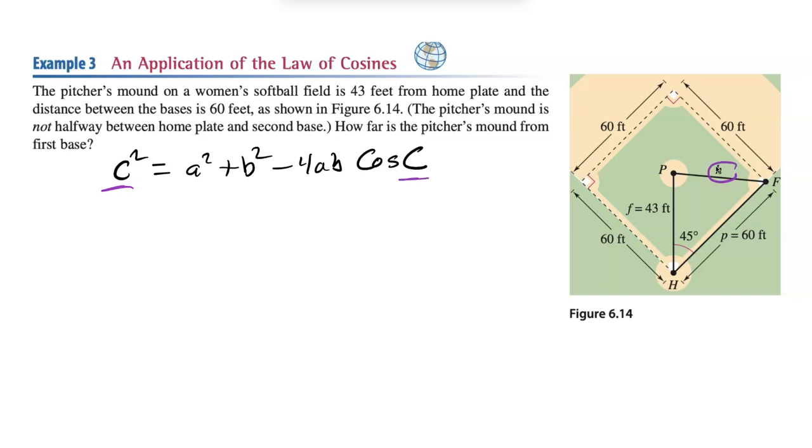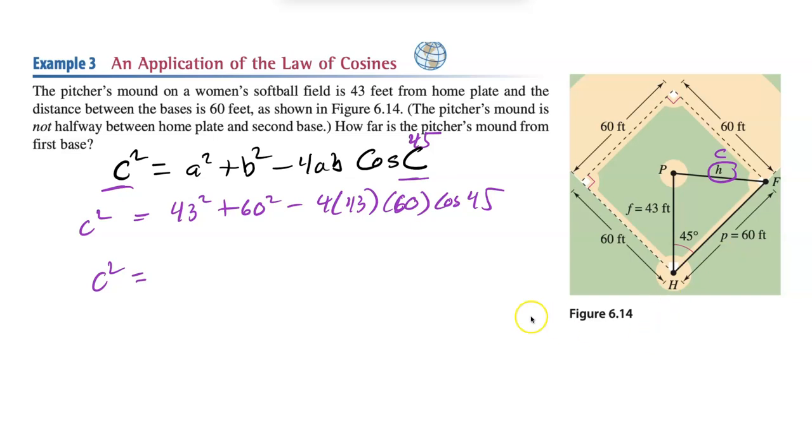So I'm looking for this guy, that's my c, which makes my angle 45. And the other two sides, which in this case are 43 and 60, are just a and b. It doesn't matter which one's which. 43 squared plus 60 squared minus 4 times 43 times 60 times cosine of 45. That's all equal to c squared. We're just going to type that all into our calculator and get an answer.